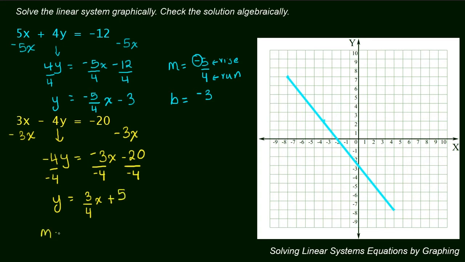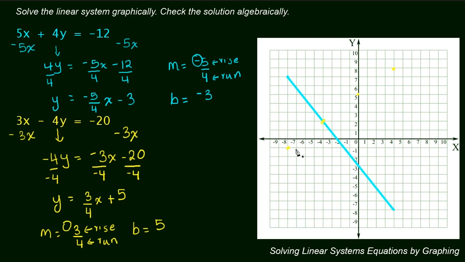This means that my slope is positive 3/4, which is a rise of 3 and a run of 4. It's a positive slope, meaning it goes up from left to right. And my y-intercept, where I start my graph, is at positive 5. Looking over here, positive 5 is right here. It's a rise of 3, 1, 2, 3, and run of 4, 1, 2, 3, 4. Going to follow this, going down, 1, 2, 3, 1, 2, 3, 4.